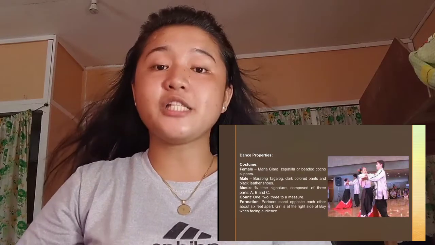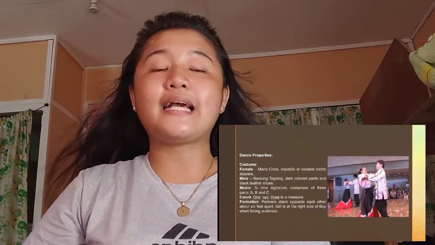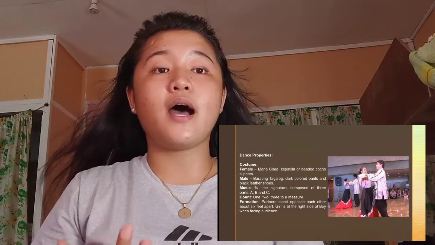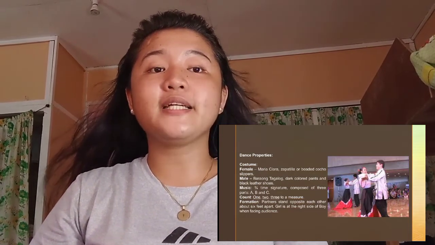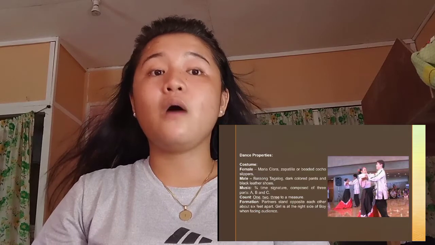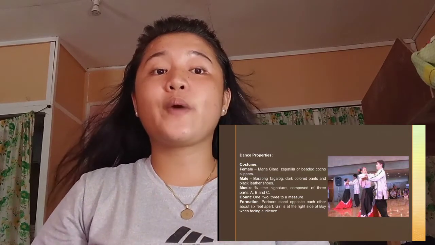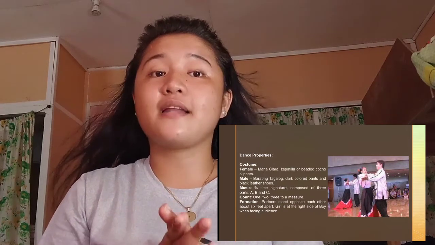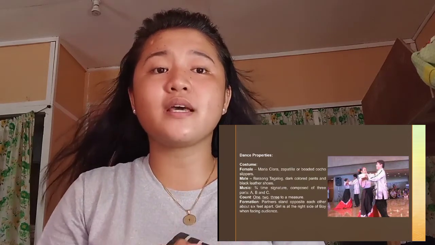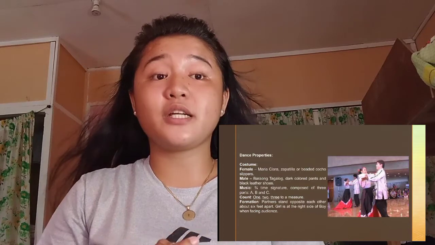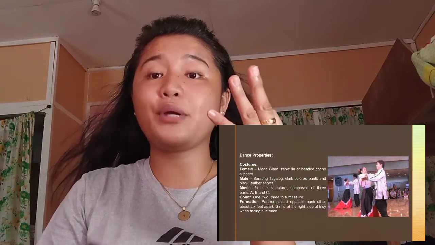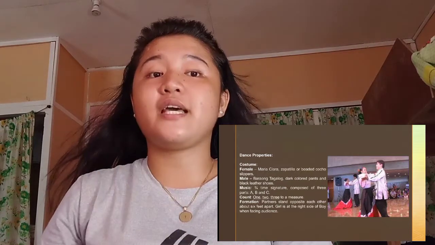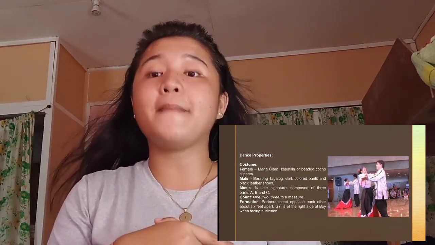Proceeding to the dance properties of Pampipilalikan. Costume. Female wears Maria Clara, zapatilya or beaded cocho slippers, while male is wearing barong Tagalog, dark-colored pants and black leather shoes. Their music is 3/4 time signature, composed of 3 parts, the A, B, and C. Count is 1, 2, 3 to a measure.